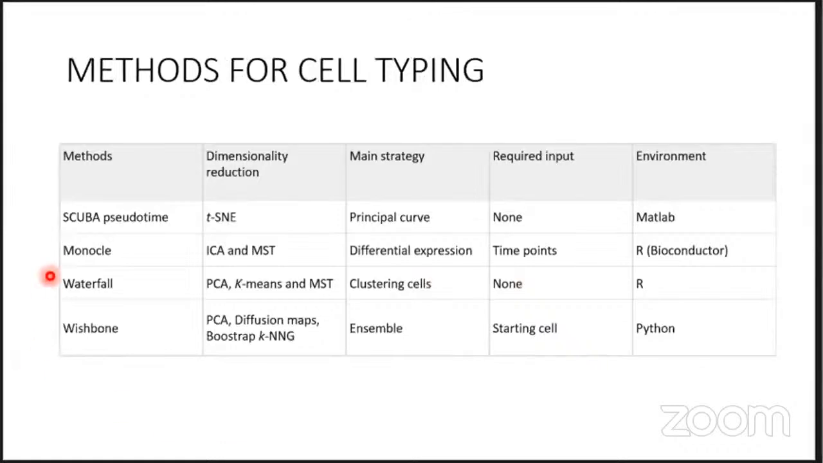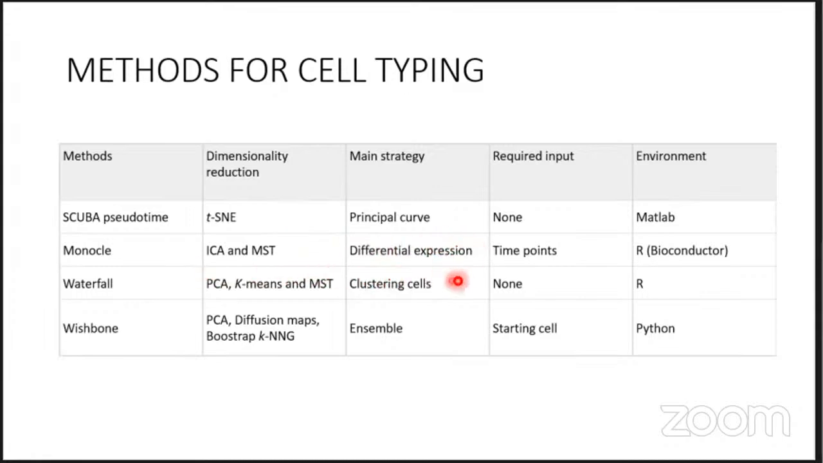So now let us see what the different methods for cell typing are. If we would like to do the cell differentiation, there are different methods. So t-SNE is there, ICA and MIST, PCA, K-means, MST, PCA diffusion map, and bootstrap with K-means. These are the different algorithms which can be applied to different kinds of data to identify different kinds of cell types and do the dimensional reduction. So in t-SNE, the main strategy is the principal curve.